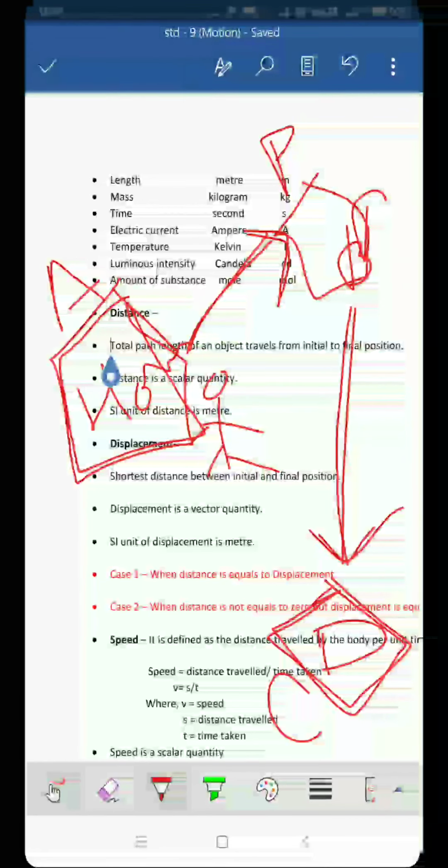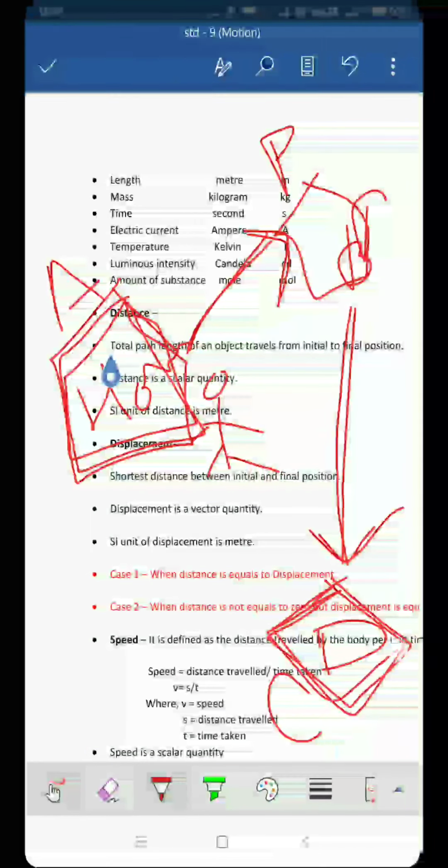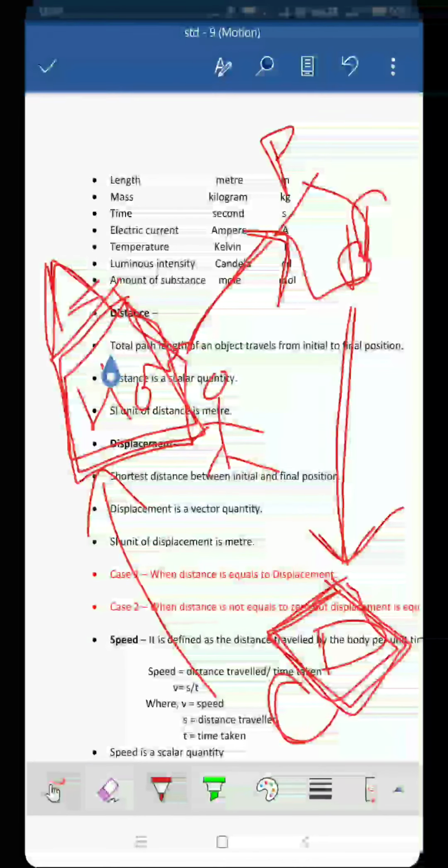So, now what will be the displacement in this case? Displacement is the shortest distance between initial and final position. So, this is my initial position and this is my final position. So here, what is the shortest distance between these two positions? You can see AC. AC is the shortest distance, right? So displacement equals AC. So now you have understood the difference between the two.